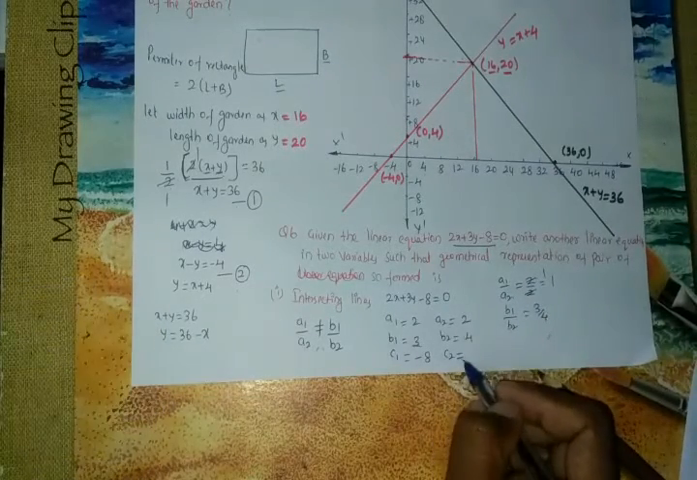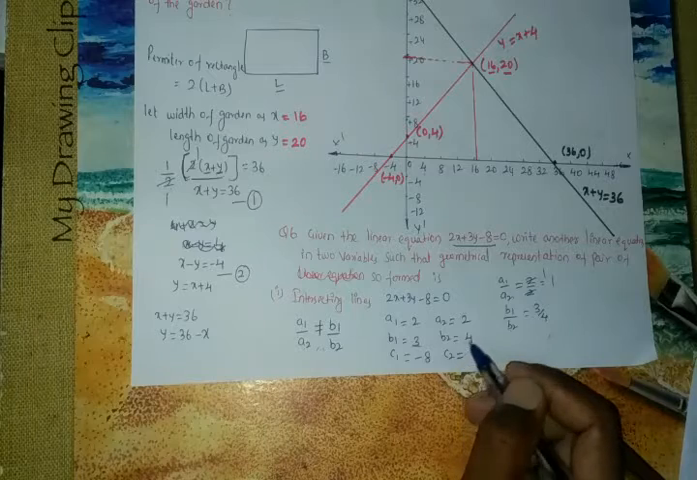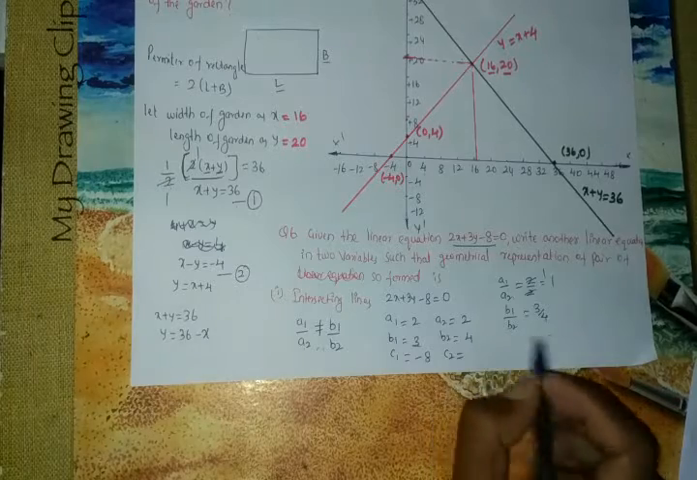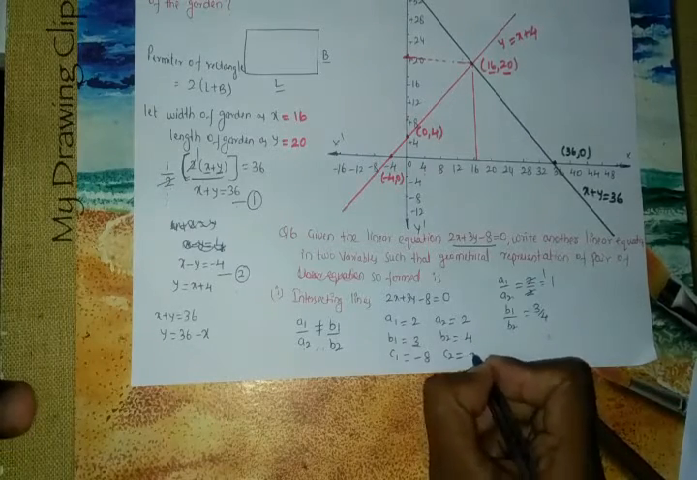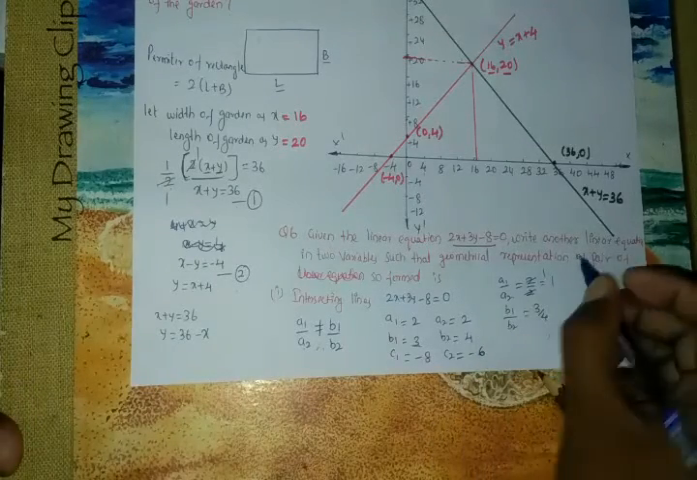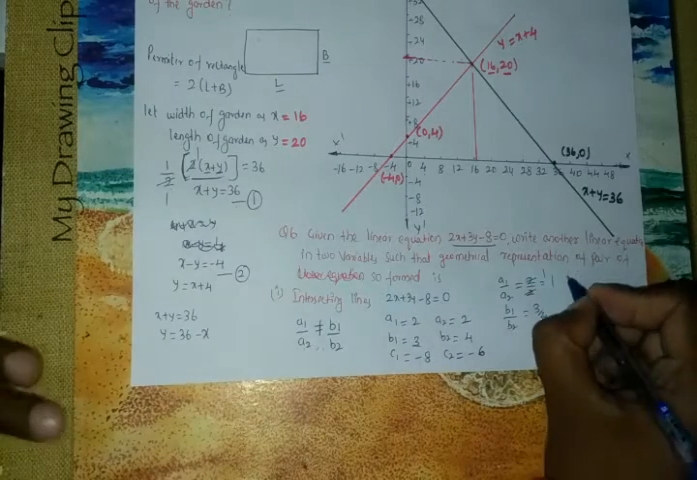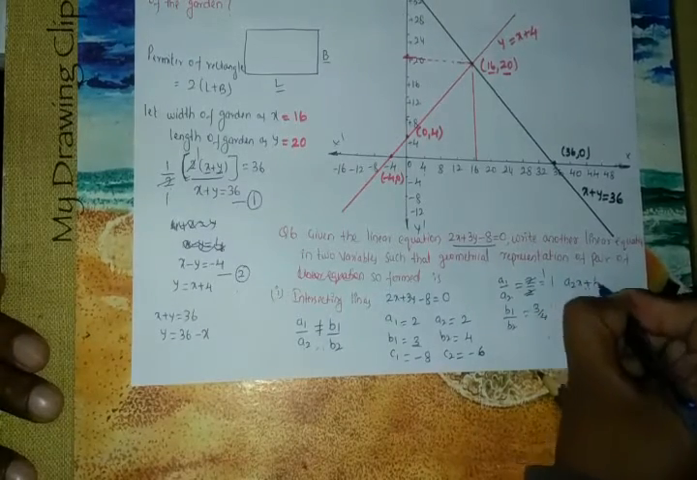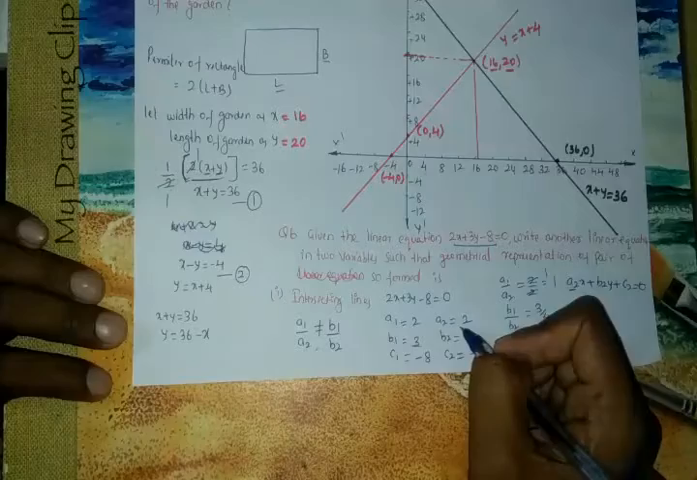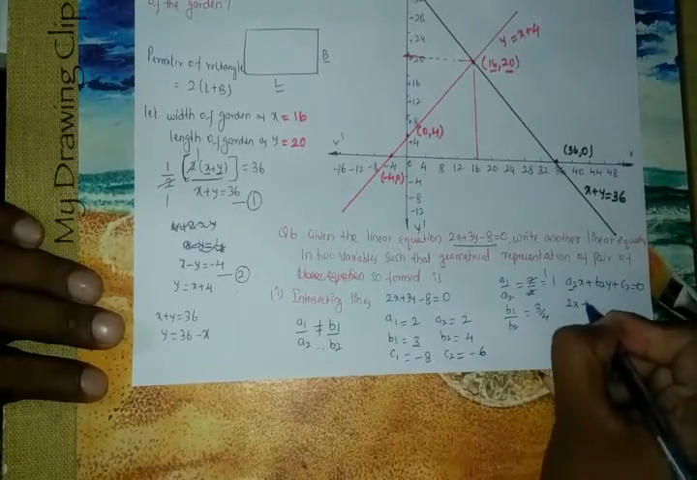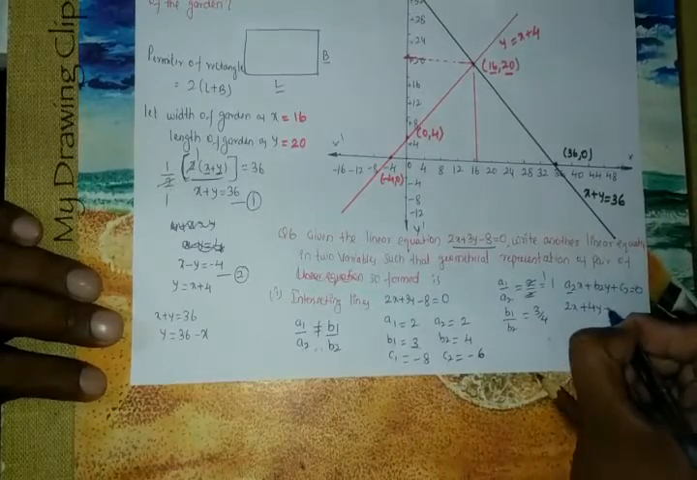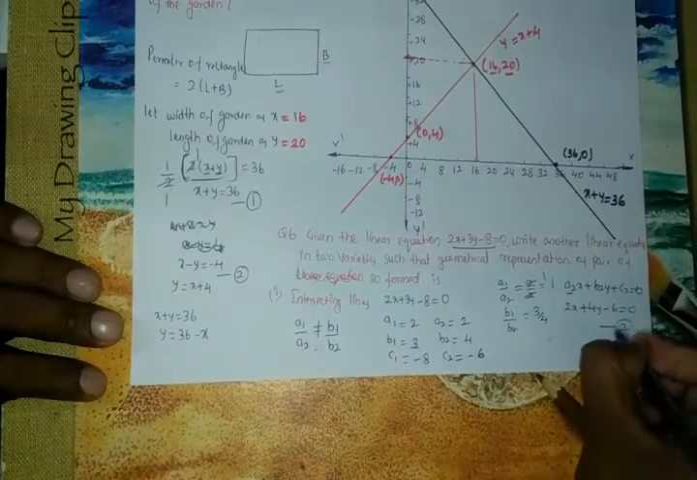So for c2, I can take any value. It is not necessary that you have to take that particular value. So let me take, say, minus 6. You can take any value. So my equation, the general form of equation is a2x plus b2y plus c2 is equals to 0. So a2 I have taken as 2, so it is 2x, plus b2 as 4, so 4y, and c2 as minus 6 equals to 0. So this is the second equation.